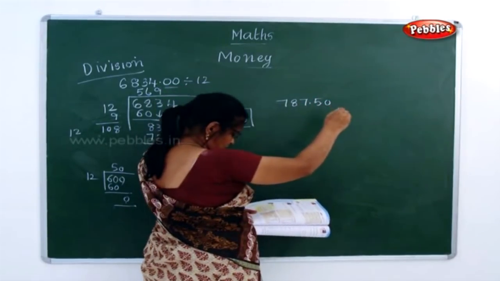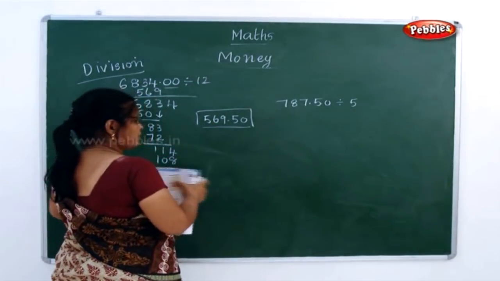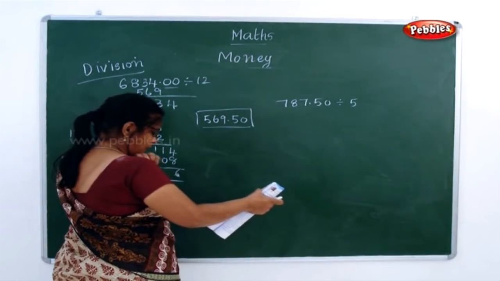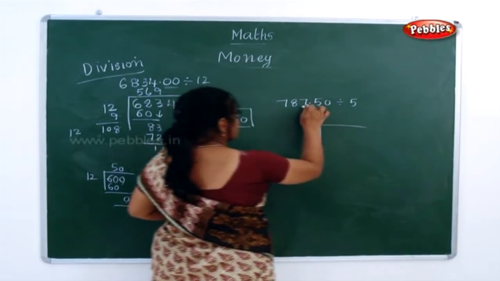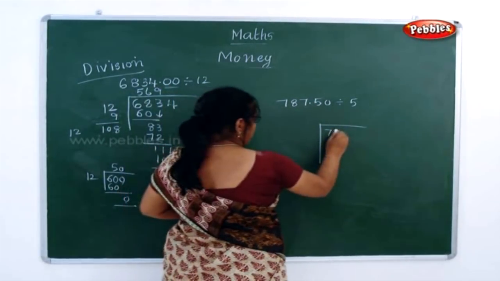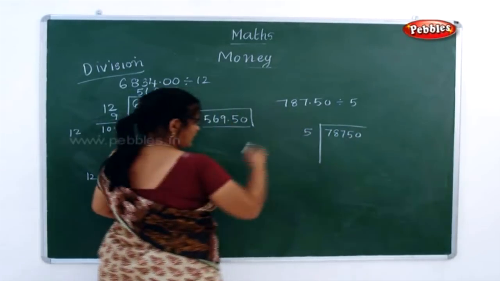787.50 divided by 5. Is it clear? We have given 787.50 divided by 5. Now how are you going to do it? Same way, you can just take away the decimal and straight away put 78750 divided by 5.